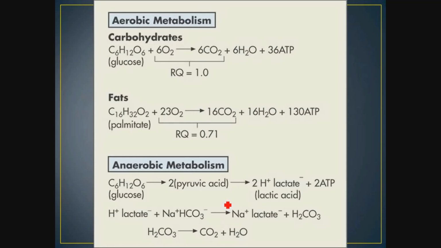Just graphically, this is out of your text. On the top, you can see if you're burning fats and carbs, you can see what you end up producing, and this is where they get the RQ component. 23 milliliters of oxygen yields 60 milliliters of CO2, which works out to be an RQ of about 0.7. On the bottom, we have the anaerobic process with the development of lactate or lactic acid, and not a very efficient process.